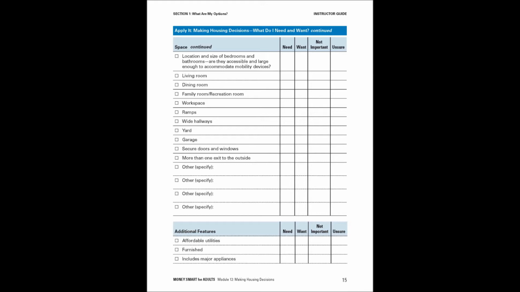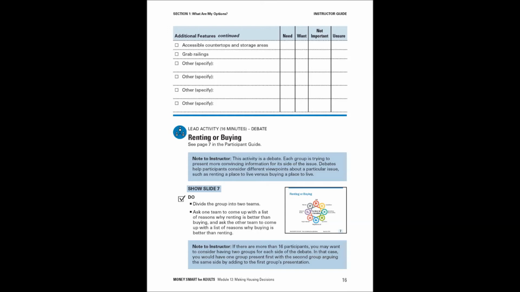Now, you may notice that each of these have other spaces here. So other is when there are particular features or elements or characteristics that they feel is important that's not listed, they can write it in and then go ahead and check whether they need it, want it, if it's not important, or if they're unsure about it. But the point is that you're giving them an opportunity to really customize these lists for other areas and things that might be important to them.